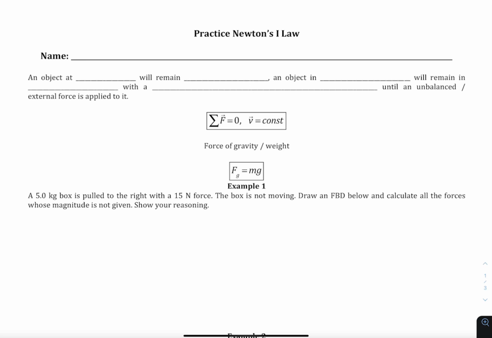Hi. If you missed class or need a recap on what we did in class on this worksheet for Newton's first law, here we go.